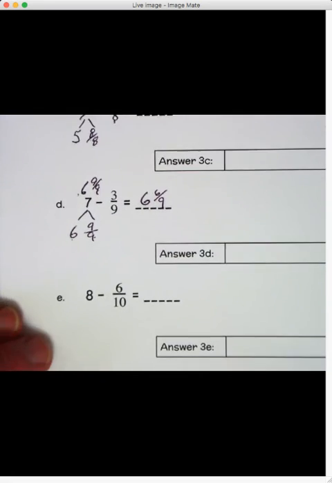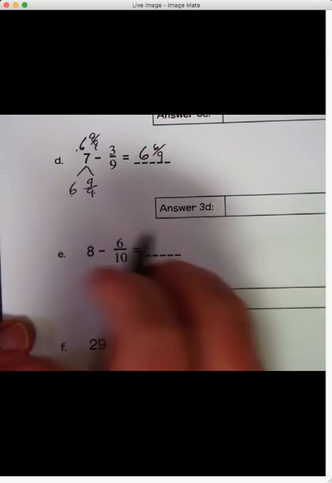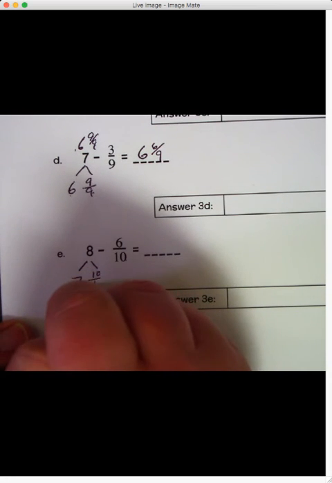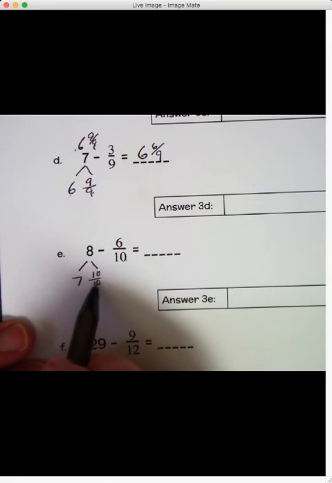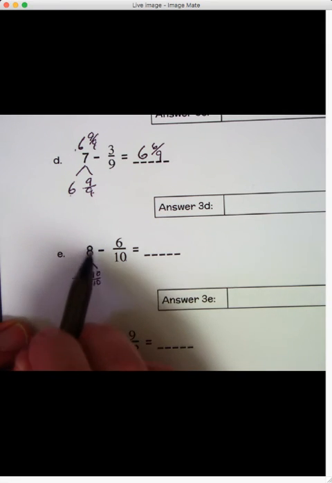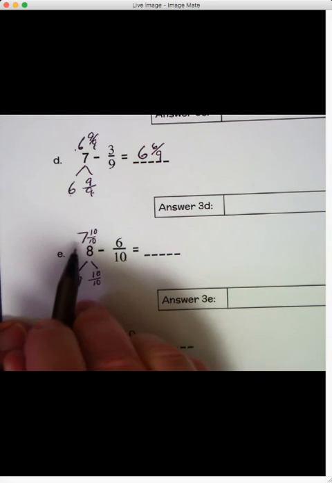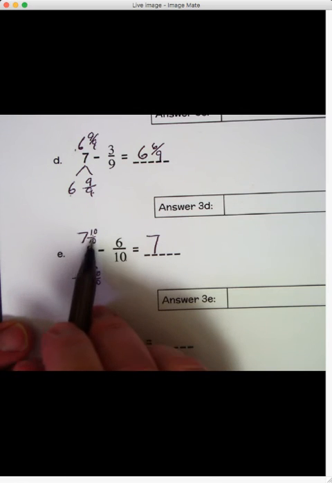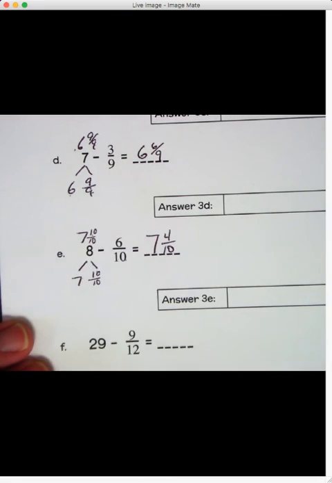2 more. 8 minus 6/10. Got to work in tenths this time, so we're going to make it 7 and 10/10. Remember, we just took 7, and this 10/10 would be 1. 7 and 1 more would be 8. So 7 and 10/10. We're not taking away anything from the whole number, so it stays alone. We're just doing 10/10 minus 6/10, and that would be 4/10.